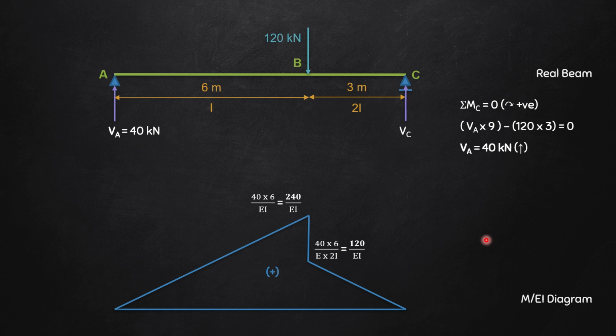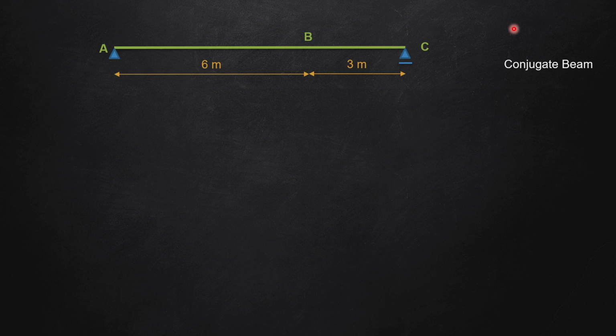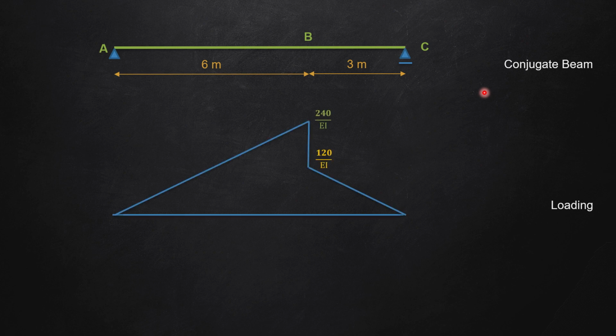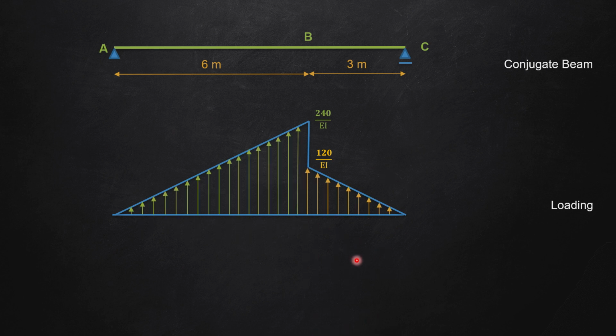Alright, now in the next step, I'll have to bring back the conjugate beam, right? I have to bring back the conjugate beam and apply the M by EI diagram of the real beam that we have found in the previous slide as the loading. So this has to be now applied as a loading. Now as we knew, the M by EI diagram was positive, and according to the sign convention, if the M by EI diagram is positive, then the loading will be in the upward direction. So here you can see I have drawn the loading in the upward direction.